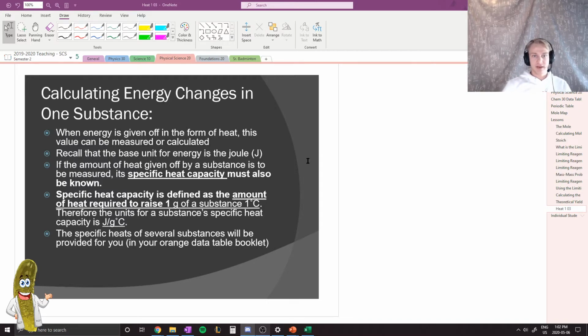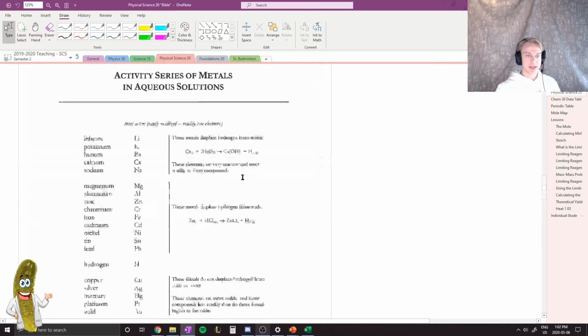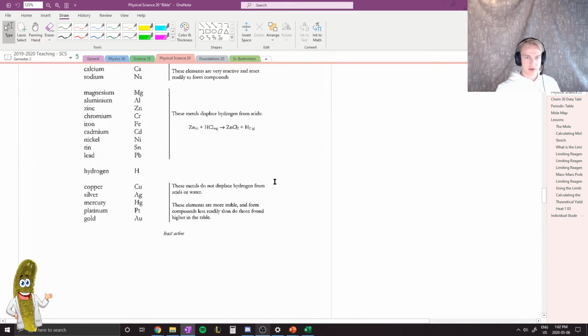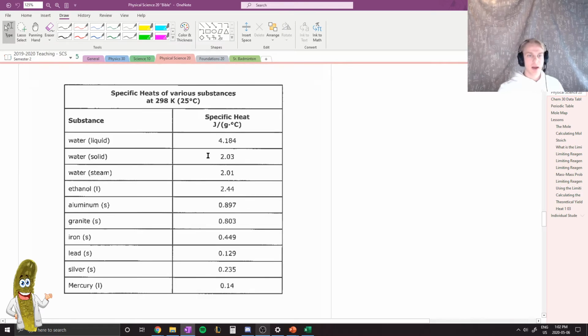If the amount of heat given off by a substance is to be measured, its specific heat capacity, which is something we talked about yesterday, as being the amount of heat required to raise 1 gram of a substance 1 degree Celsius, we will get a term called the specific heat capacity. And this is in your data table and reference booklet. This is on page, I believe it's page 6 or 7, page 3, 4, 5, sorry. So these are all the specific heat capacities of different compounds that we'll commonly use. If something isn't shown here, I will give it to you in the question.